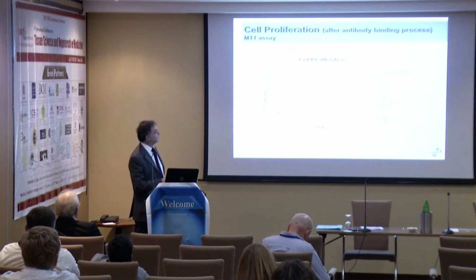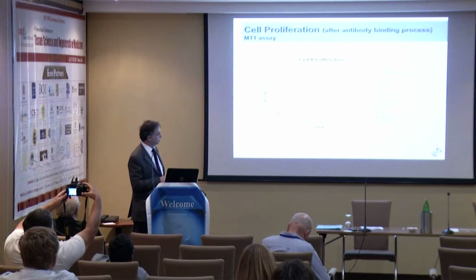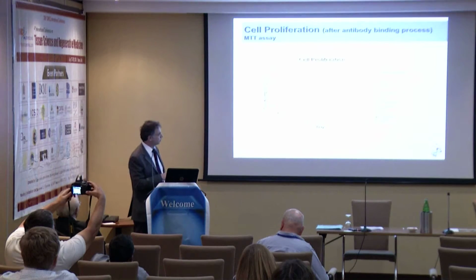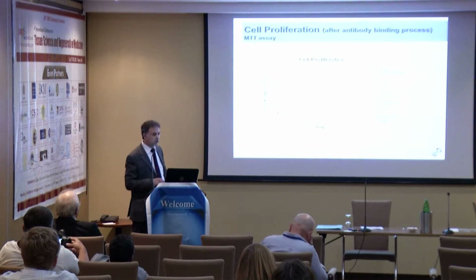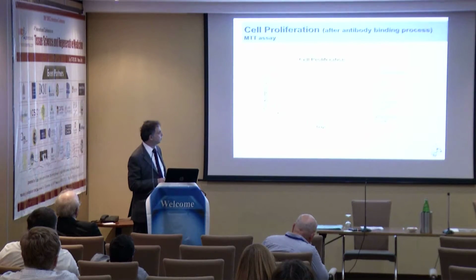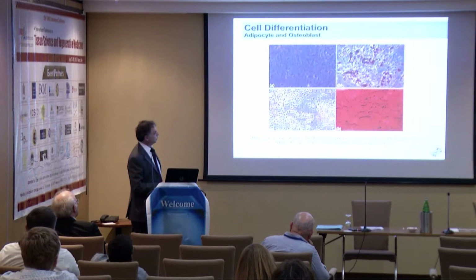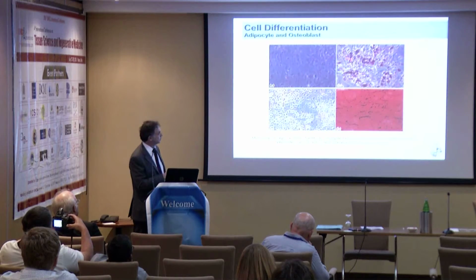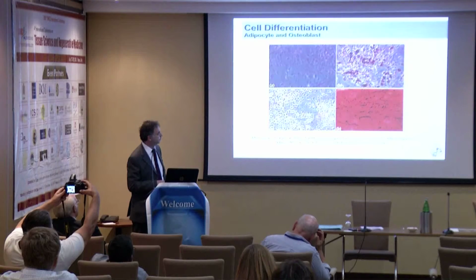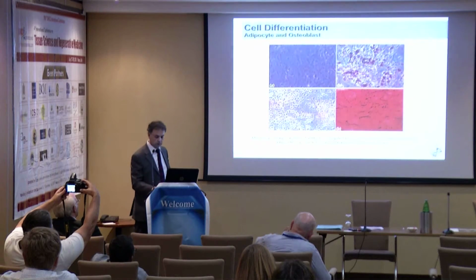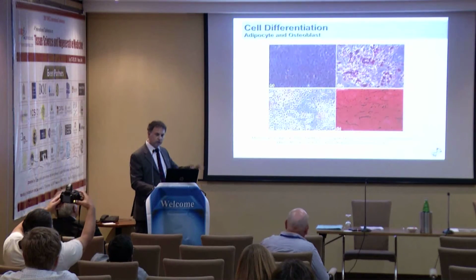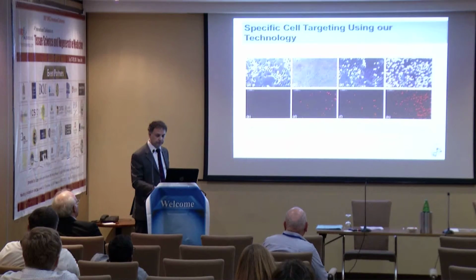Functionality tests show the same. The complete process of the antibody conjugation does not affect the cell proliferation capacity of the cells. The proliferation curves are almost identical. The differentiation potential is also preserved. Cells can easily differentiate into adipocytes and into osteoblasts, even when they have the conjugated antibody.